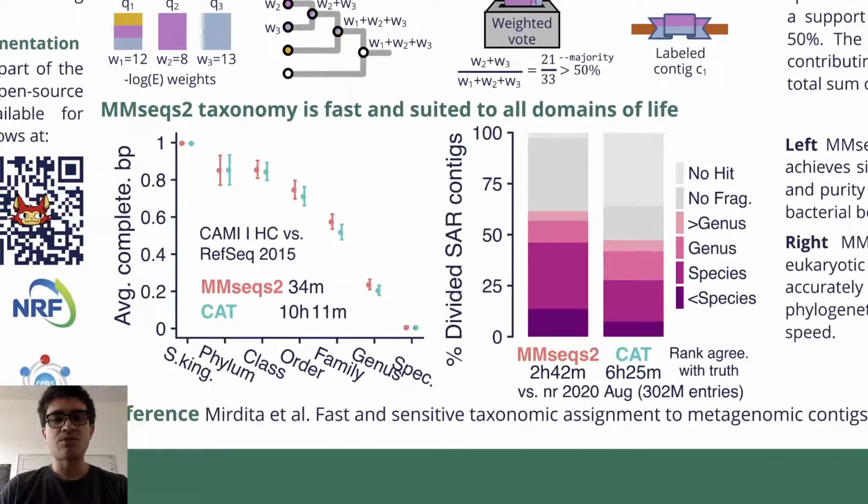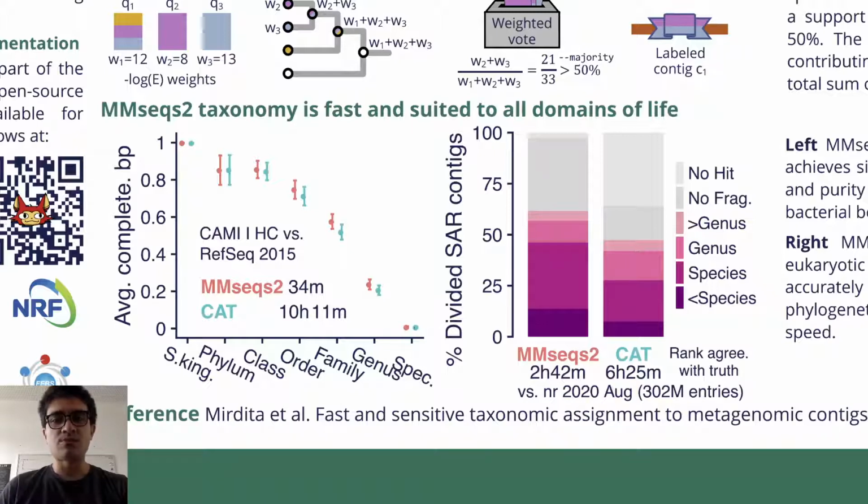To show that this procedure performs well, we compare our method against CAT, a state-of-the-art taxonomy assignment tool that utilizes the Prodigal gene predictor and Diamond for homology search. Here on the left, we see the result of a taxonomic binning benchmark using CAMI's AMBER on the first CAMI Challenge high complexity bacterial dataset. AMBER reports very similar completeness and purity measures for both methods. However, MMseqs2 is nearly 20 times faster.